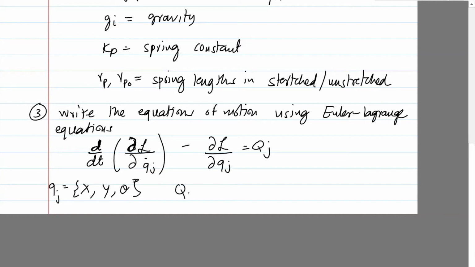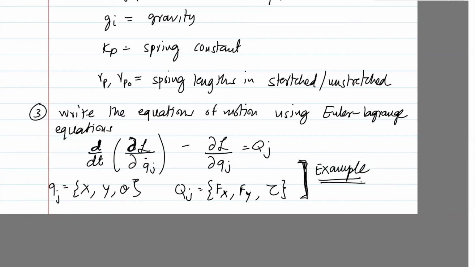And capital Q j is the external forces on the system. The external forces corresponding to x, y, theta would be Fx, the force in x, Fy, the force in y, and the torque. Note that this is just an example. You will have to find the right degrees of freedom for the problem, which will be different for a projectile, it will be different for a pendulum, and so on.